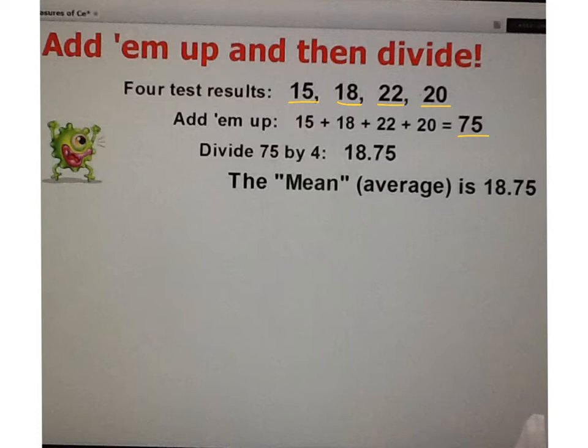Well, in our data set, this is our whole data set, we have 4 pieces of data. 1, 2, 3, 4. So we're going to divide by 4. That gives us an average of 18.75. And that makes sense because we're looking for the center of 15, 18, 20, and 22. Could the mean be less than 15? Or could it be greater than 22? It shouldn't, because we're looking for a middle number that is in the middle of this data set.